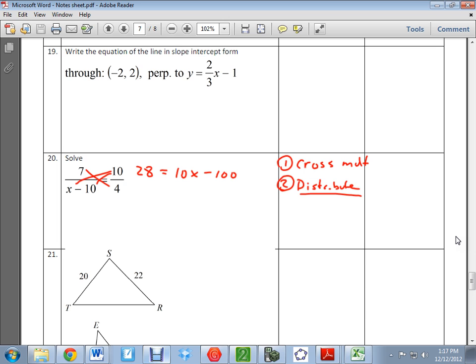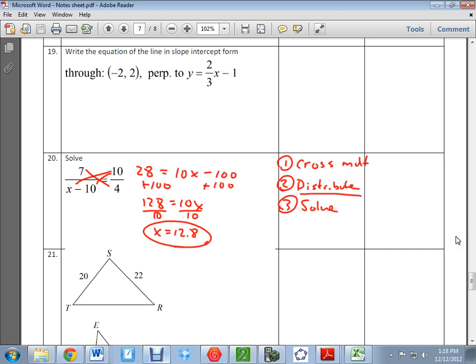After we have cross-multiplied and distributed, the next step would be to solve. So I've got to get rid of what first? Get rid of 100 by adding. 128 is equal to 10x. Divide both sides by 10. And x is equal to 12.8. It is perfectly acceptable to have a decimal answer in these types of problems.